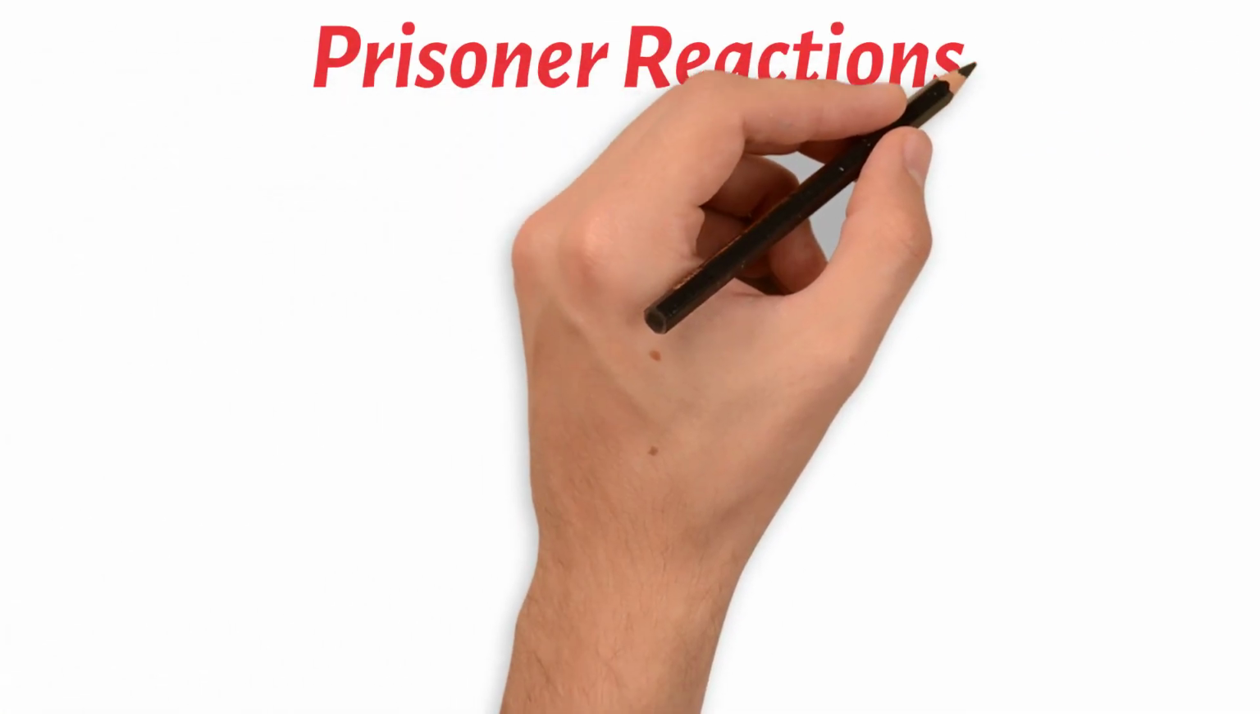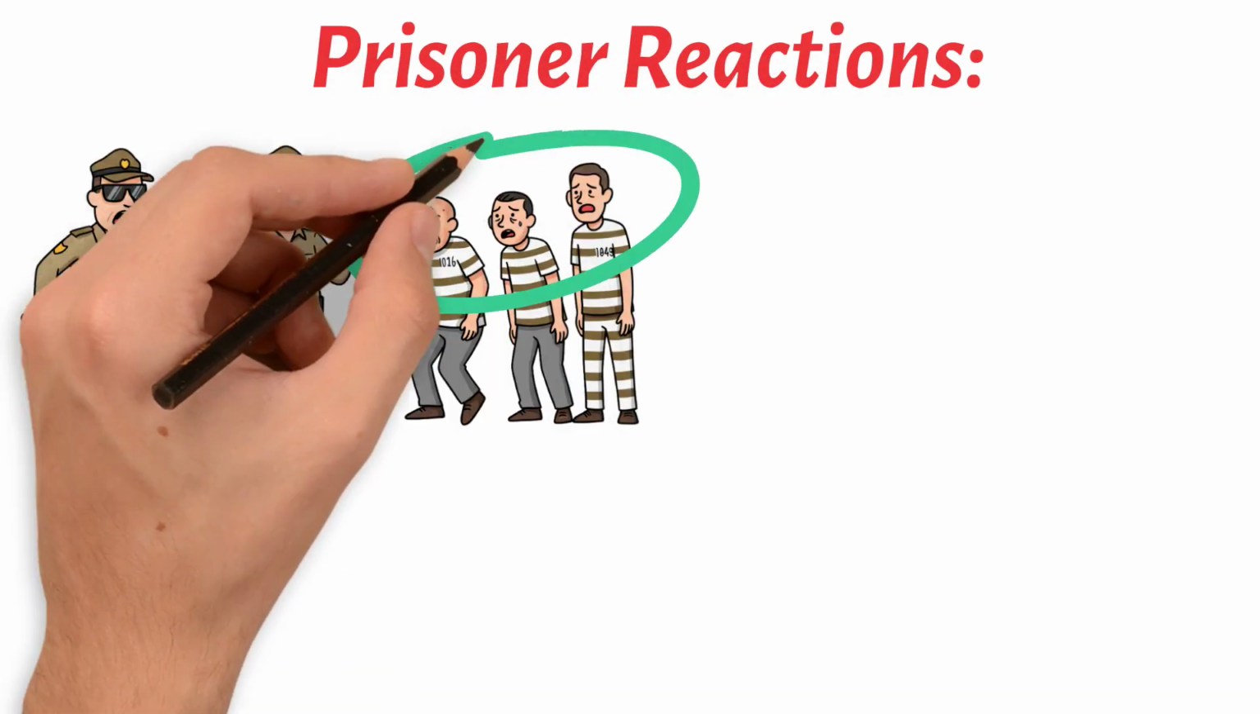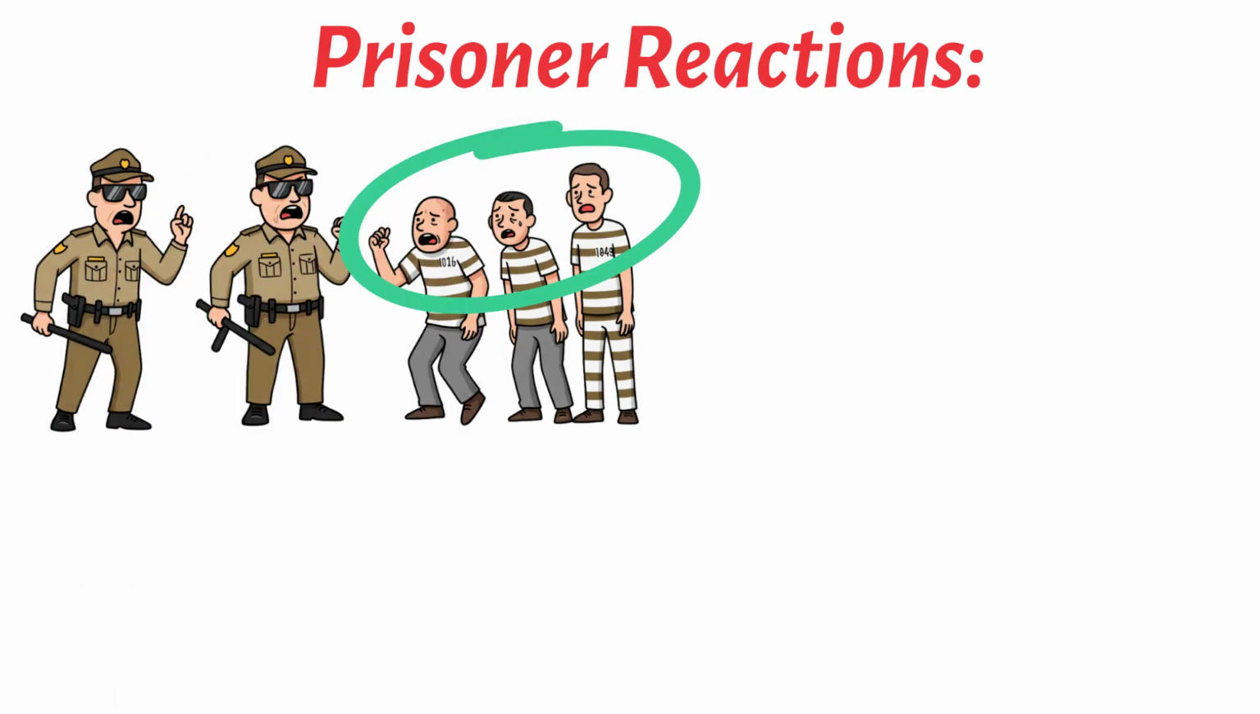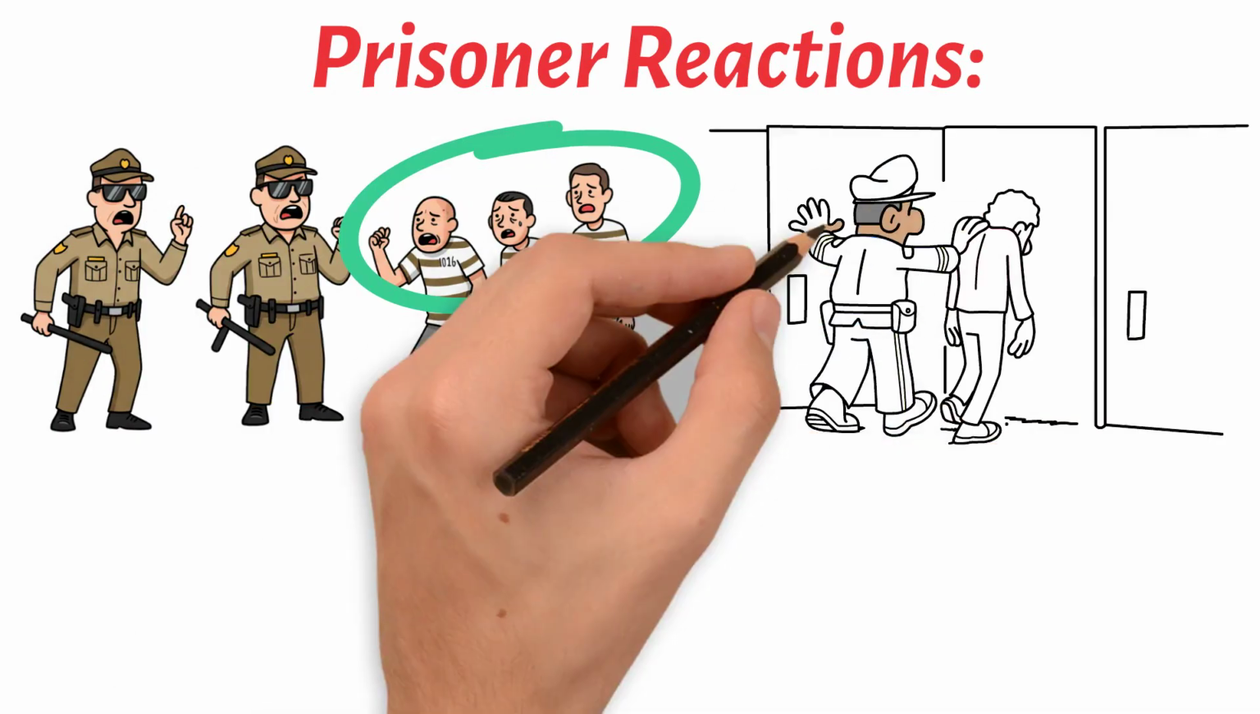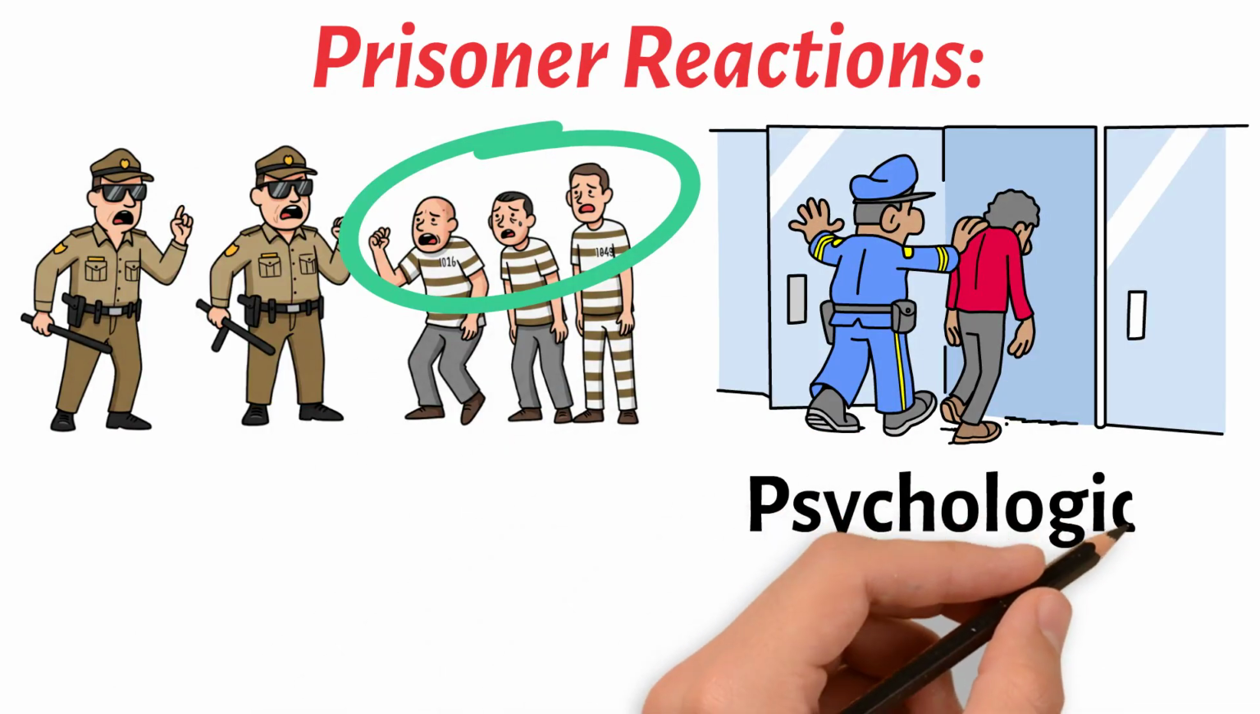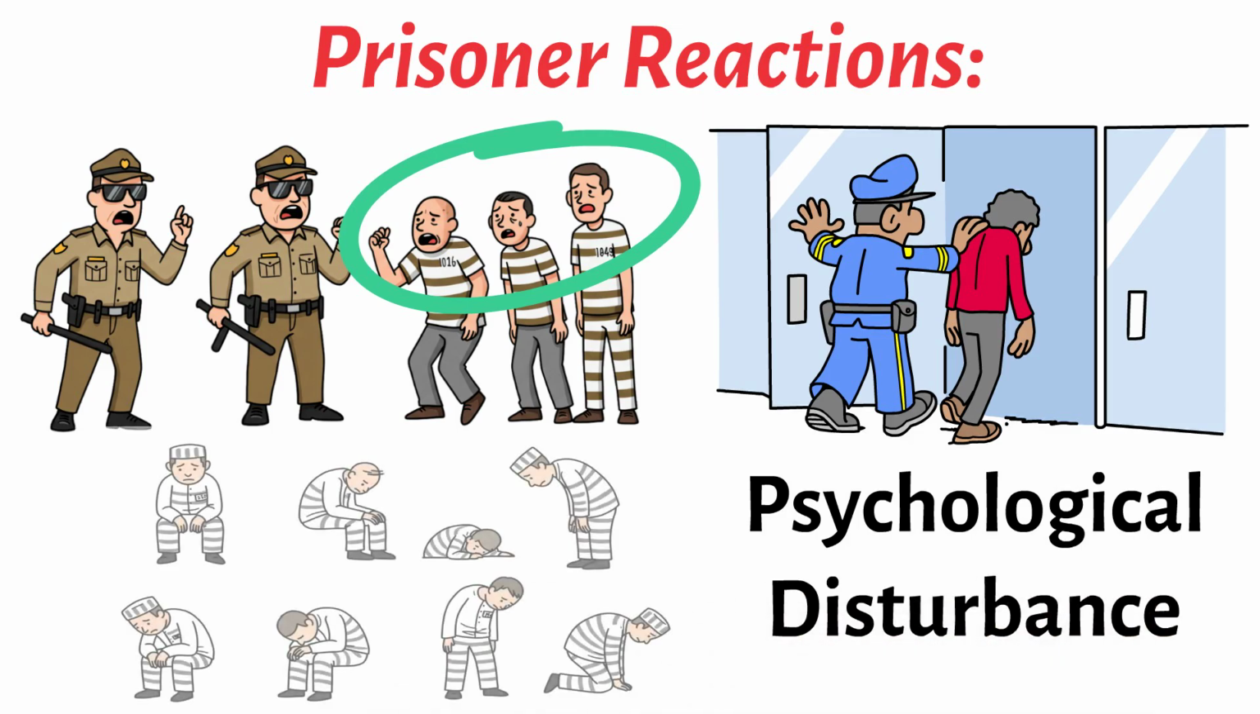Prisoner reactions. Some prisoners showed signs of severe emotional distress, crying, and becoming withdrawn. One prisoner was released on day 2 due to extreme psychological disturbance. Others showed signs of learned helplessness and passivity.